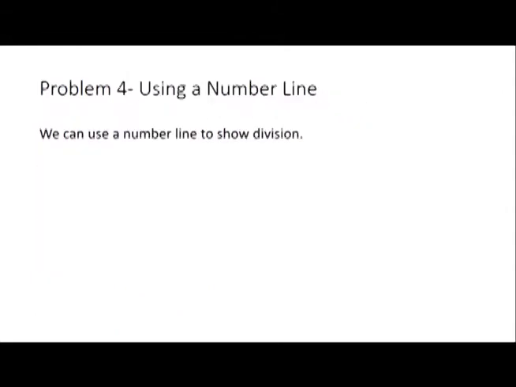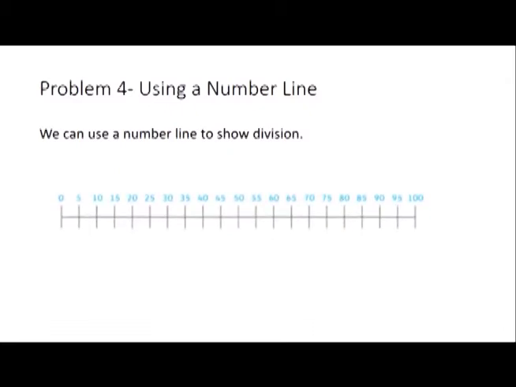We can also use a number line to show division. So here we have our number line, and it's counting in 5s. I'm counting in 5s. I have 3 counts of 5, 4, 5, 6, 7, 8, 9. 9 counts of 5. So I have shown there that I can divide 45 by 5, even on a number line. And my answer is 9.